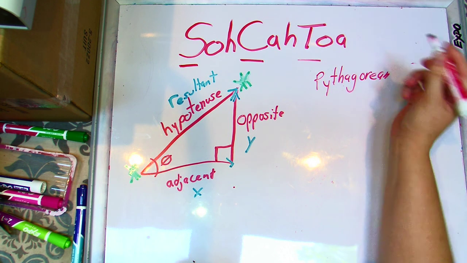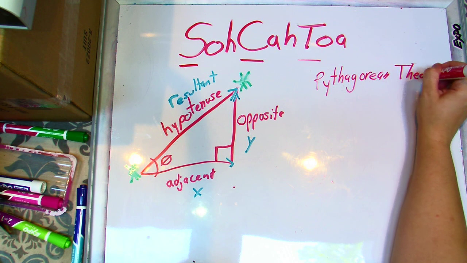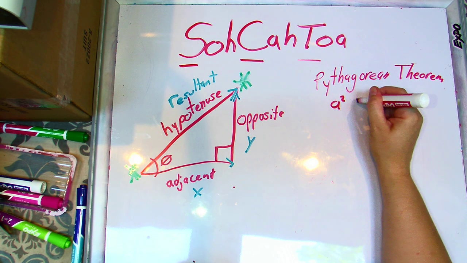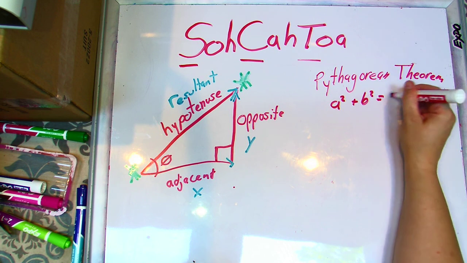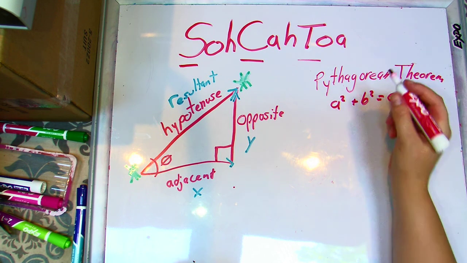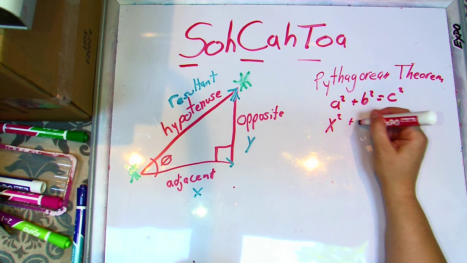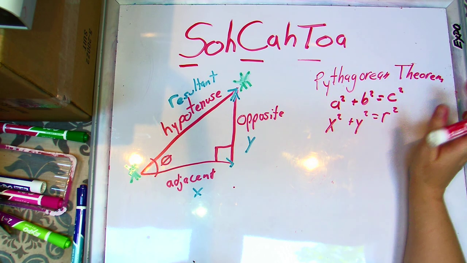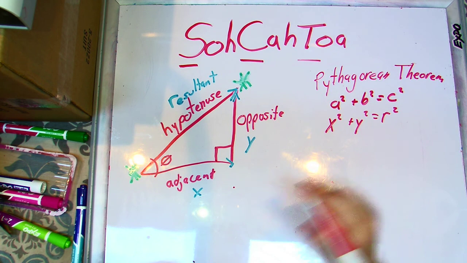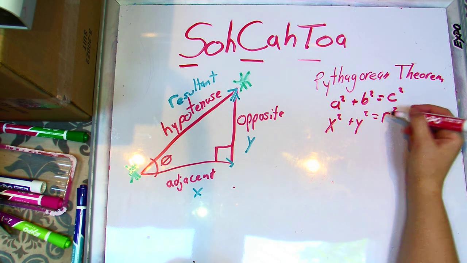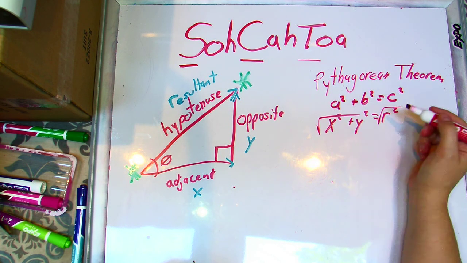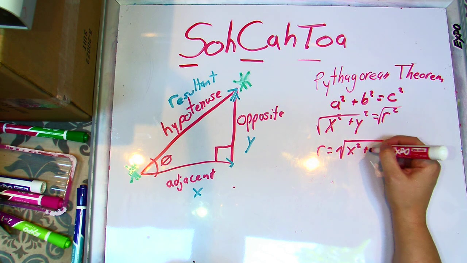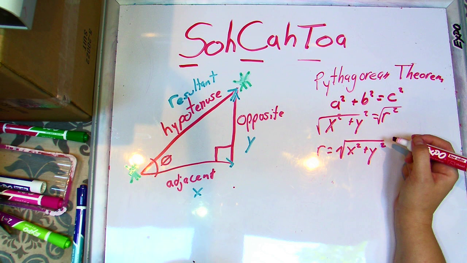Pythagorean theorem. And what this says is a squared plus b squared equals c squared. Now we can think of that as the x value plus the y value equals the r value. All of that being squared, of course. So x squared plus y squared equals r squared. So take square root of both sides, and we get the resultant equals square root of x squared plus y squared.